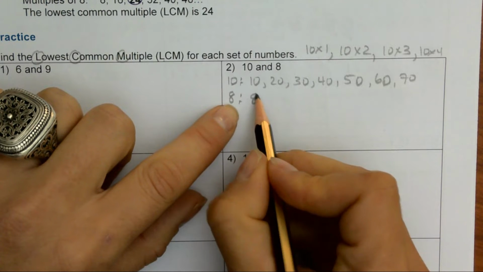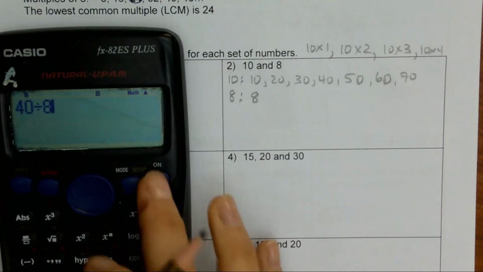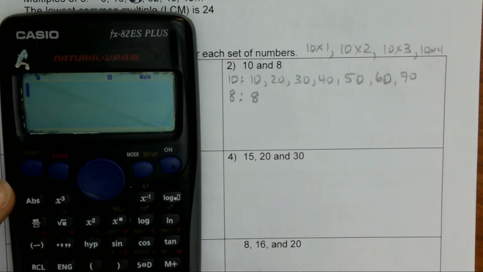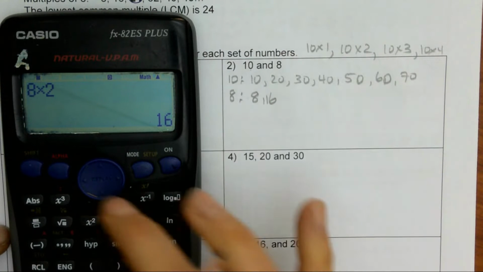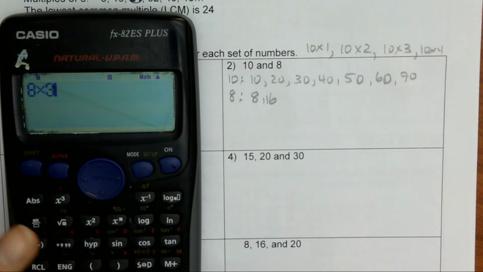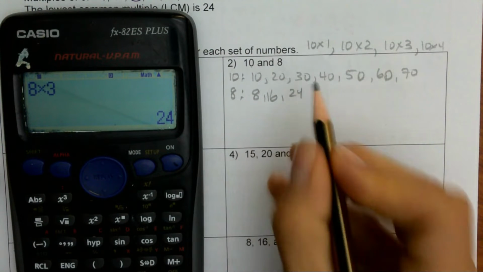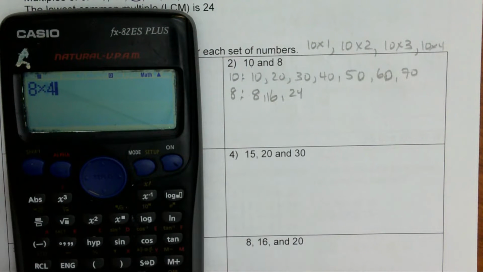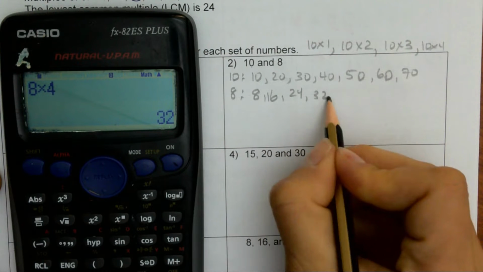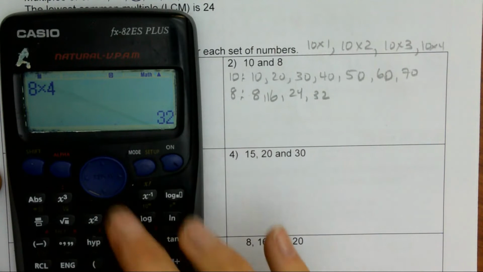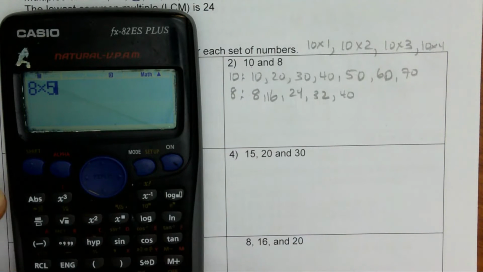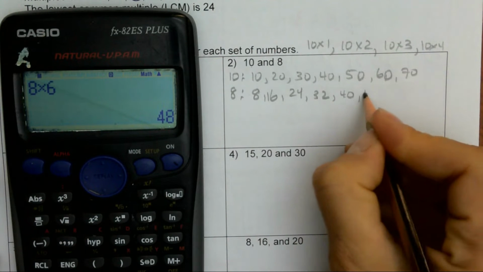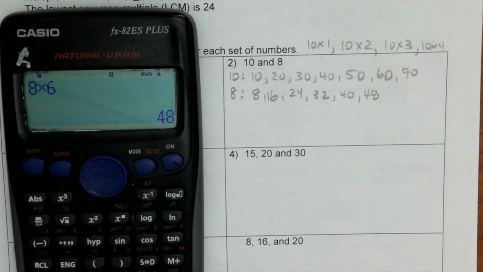Now 8. 8 times 1. Let's use a calculator because 8 times tables can be tricky. 8 times 2. Then go back, delete. 8 times 3. 8 times 4. 8 times 5. 8 times 6. Okay, let's stop and check.